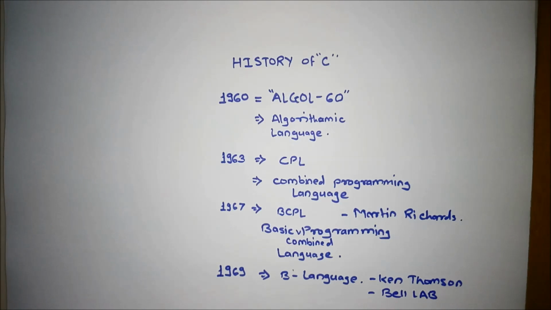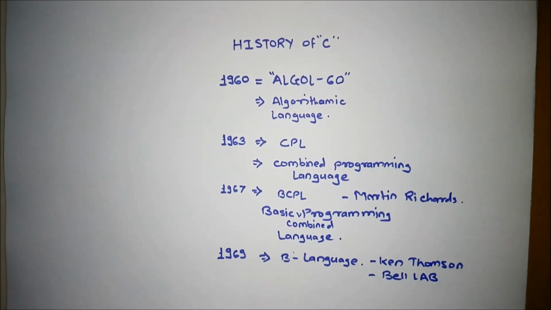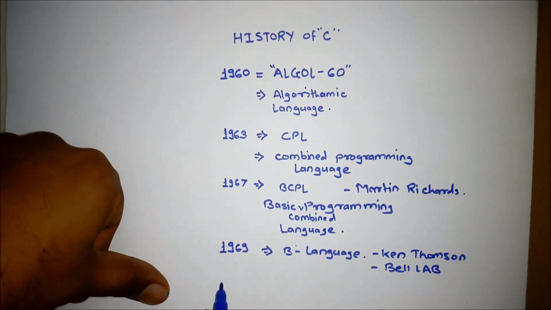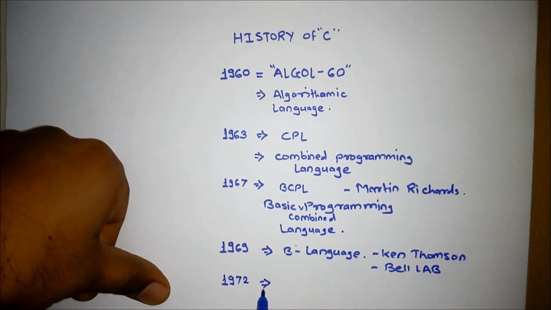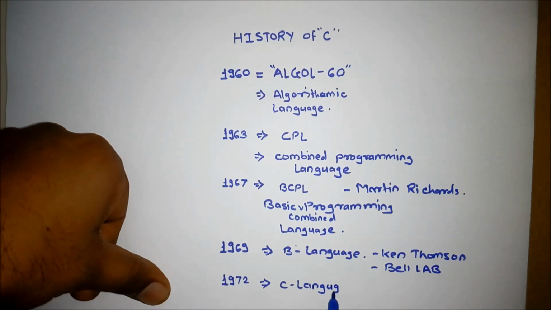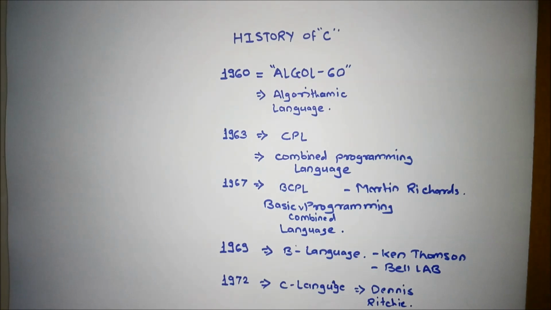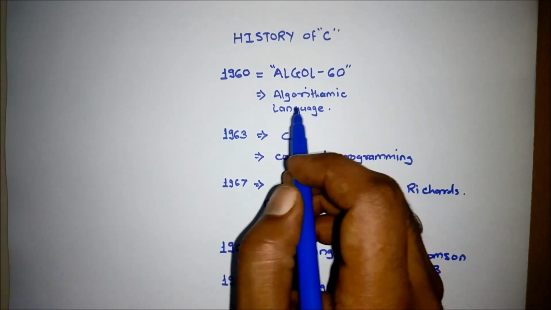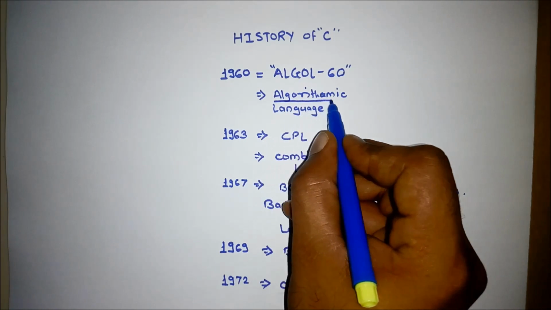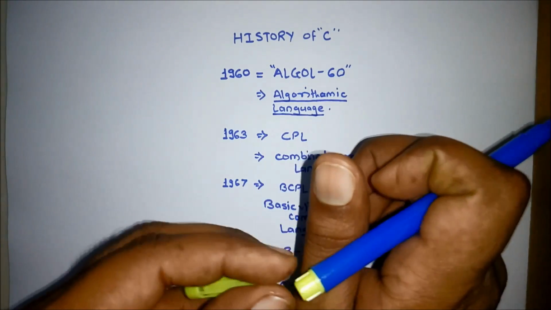In 1972, C language was found by Dennis Ritchie. After all this, C language was finally founded in 1972. Dennis Ritchie founded this language at Bell Labs. This language is a mixture of BCPL, B, CPL and ALGOL. ALGOL means algorithmic language. This is the root of all modern languages.